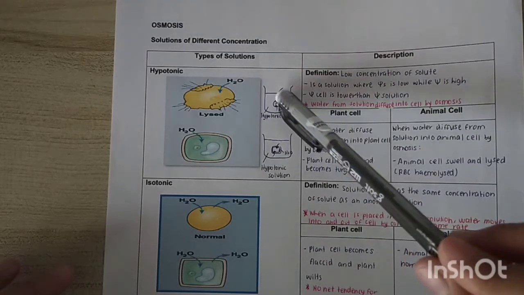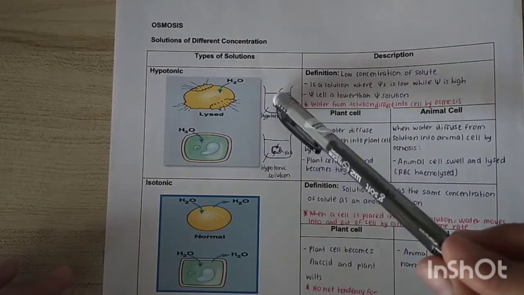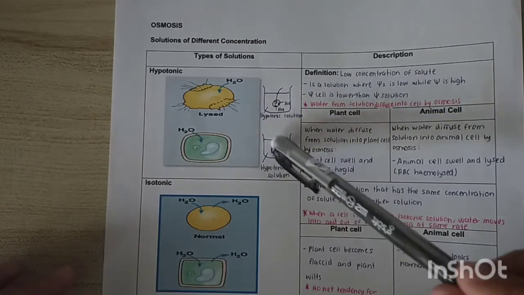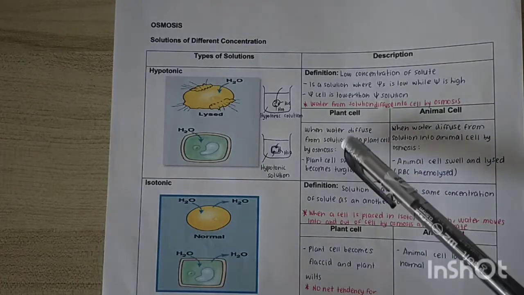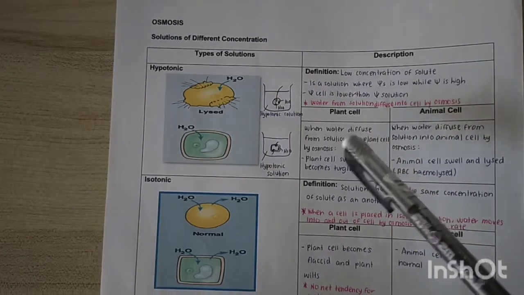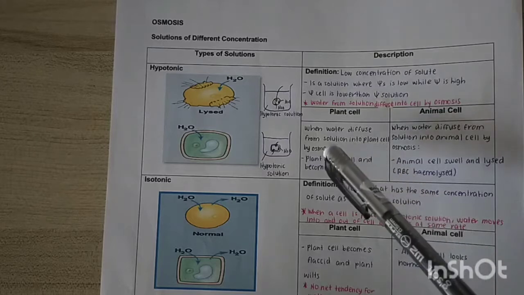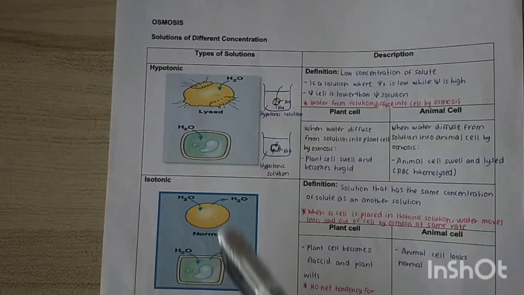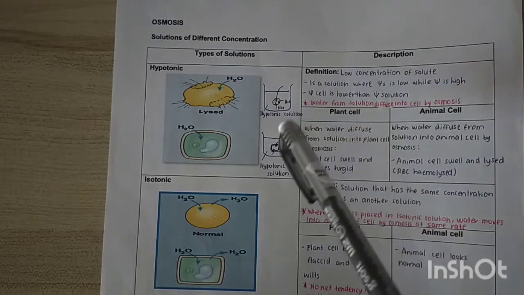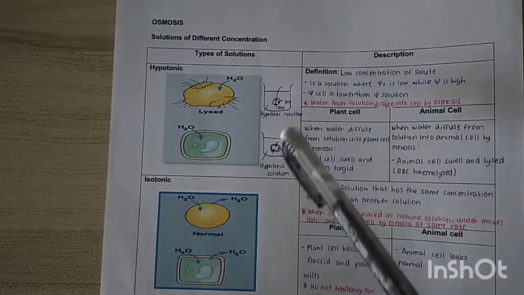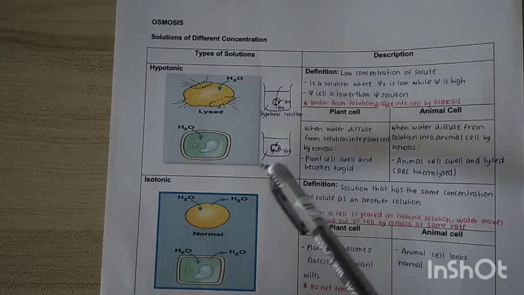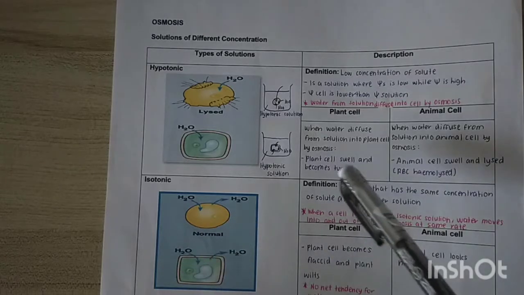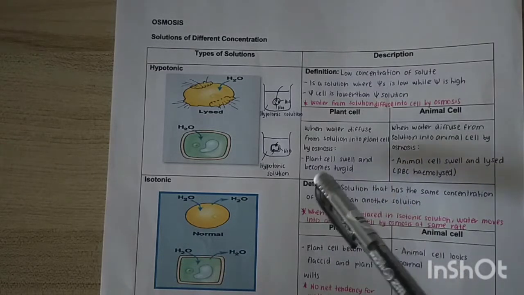So dekat sini saya tunjukkan ni adalah contoh untuk animal cell. So animal cell in this case is the red blood cell, and then the other one here is the plant cell. Okay, so what happens kalau kita nak bezakan? For plant cell, when water diffuses from solution into plant cell by osmosis. Since this is a hypotonic solution, when you place the plant cell inside the hypotonic solution, the water from the solution will diffuse into the plant cell by osmosis. So what happened to the plant cell? Plant cell will swell and become turgid.